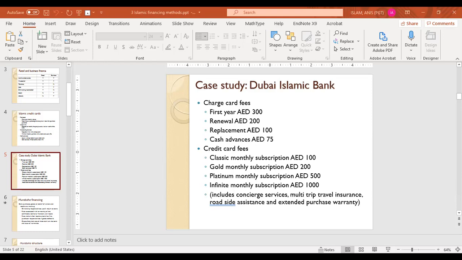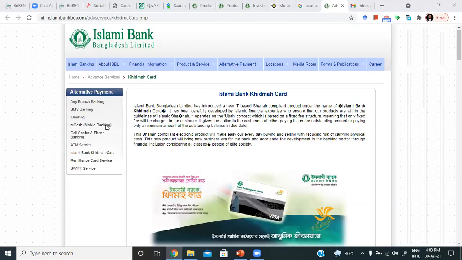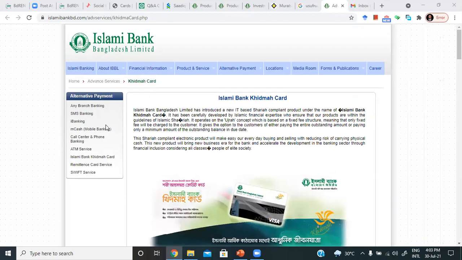Slide is not changed. Excuse me, sir. Slide is still at Dubai Islamic Bank. Okay, okay. Okay, now you see my browser screen. Yes, sir. You can see now.